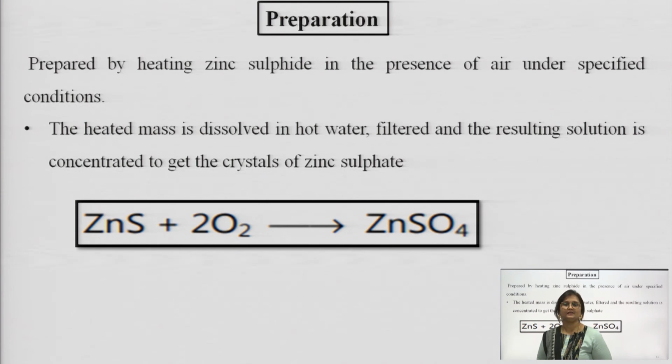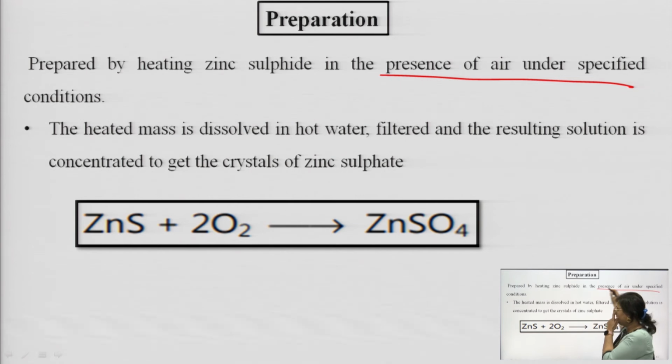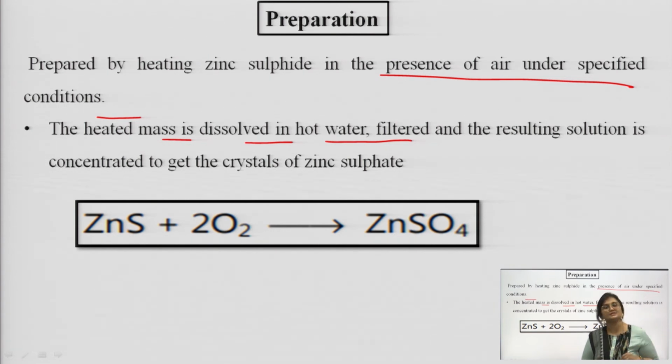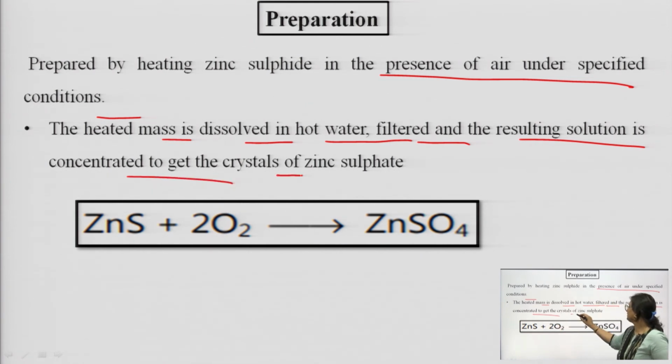Now we will see the preparation of zinc sulphate or white vitriol. Zinc sulphate is prepared by heating zinc sulphide in the presence of air under specified conditions. The heated mass is dissolved in hot water first. It is filtered and the resulting solution is concentrated to get the crystals of zinc sulphate.